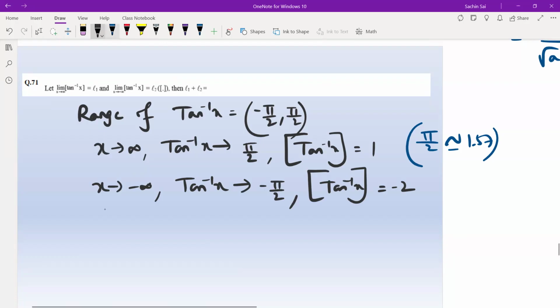Right? And the reason for this is minus pi by 2 is approximately minus 1.57. So the step value of that will be minus 2. So you get L1 plus L2 is minus 1. All right.